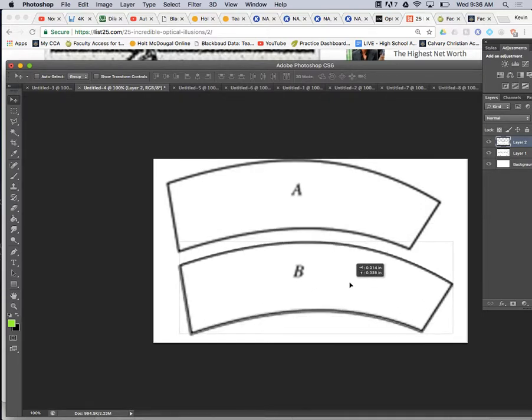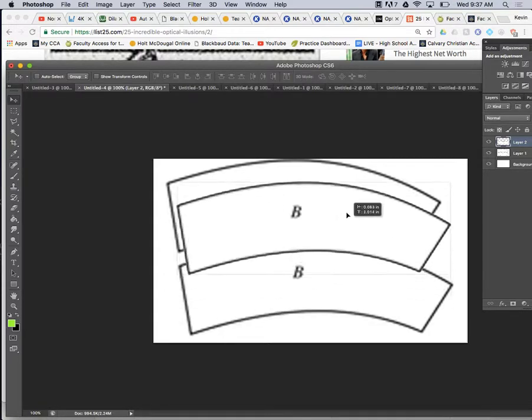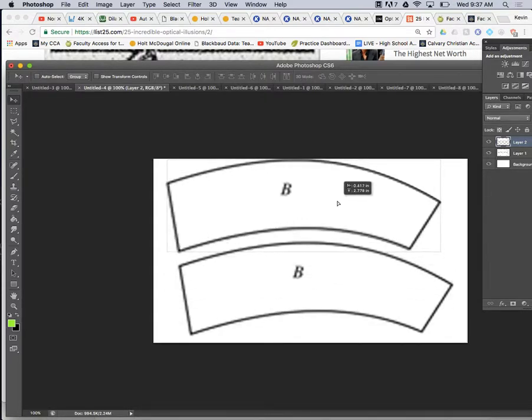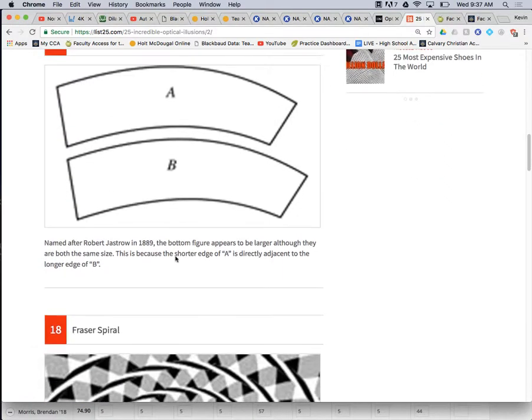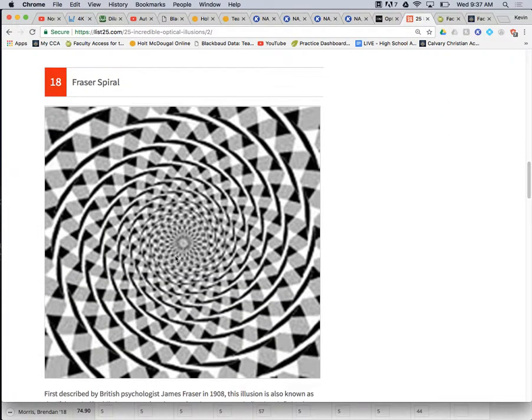The way that this illusion is accomplished is because the shorter edge of A is directly adjacent to the longer edge of B. So it makes you think that it's actually smaller, but it's not. You see? It's the same exact size. That's pretty cool.